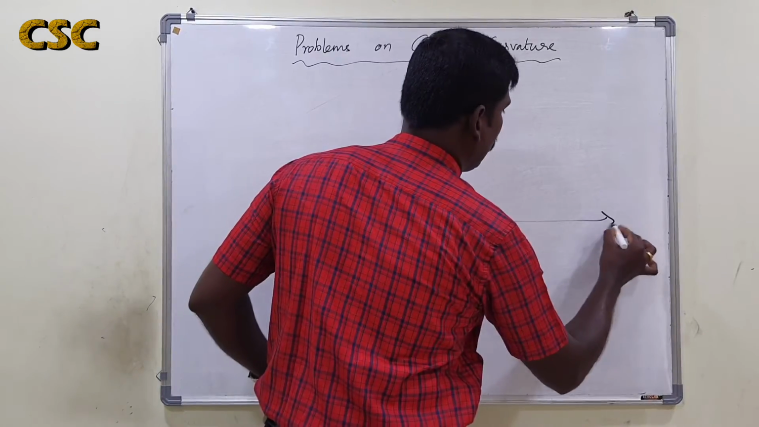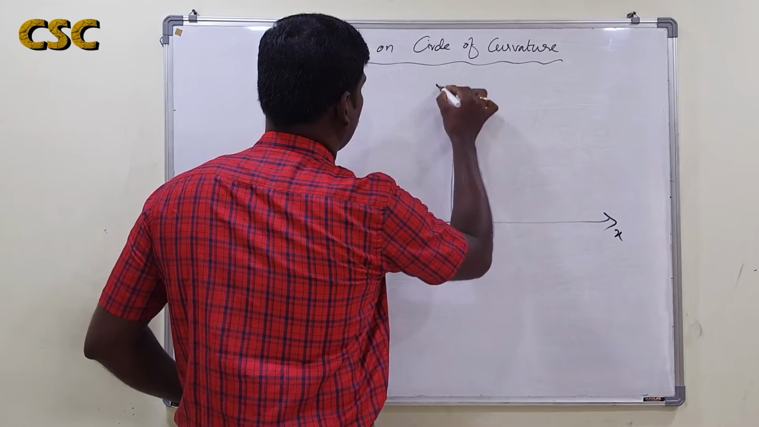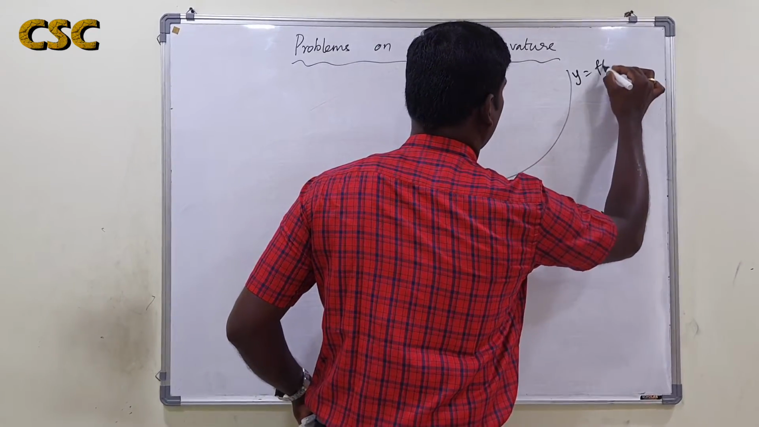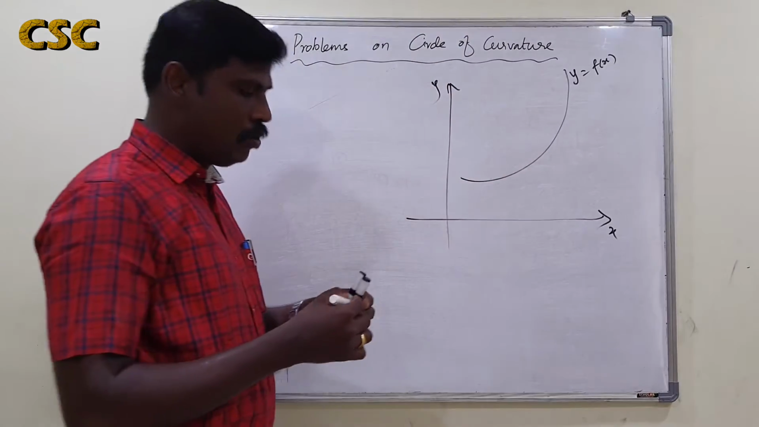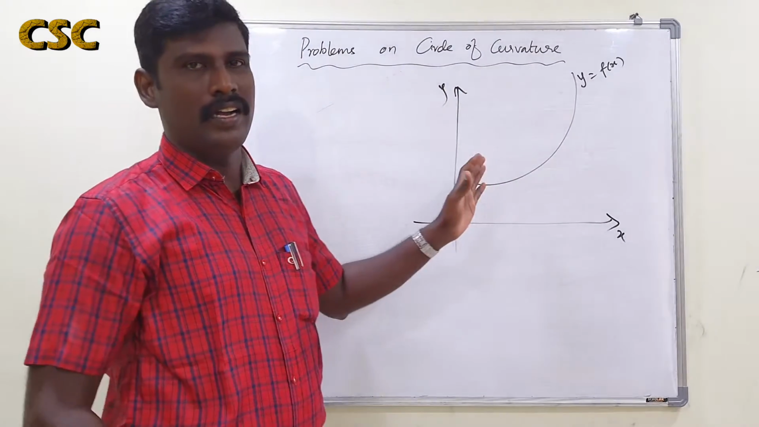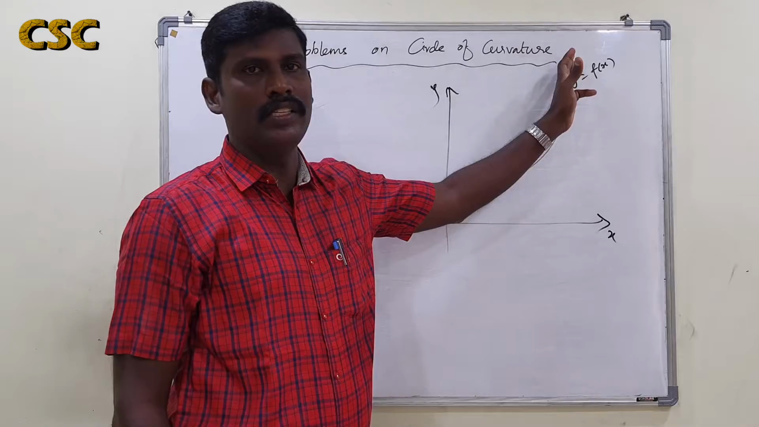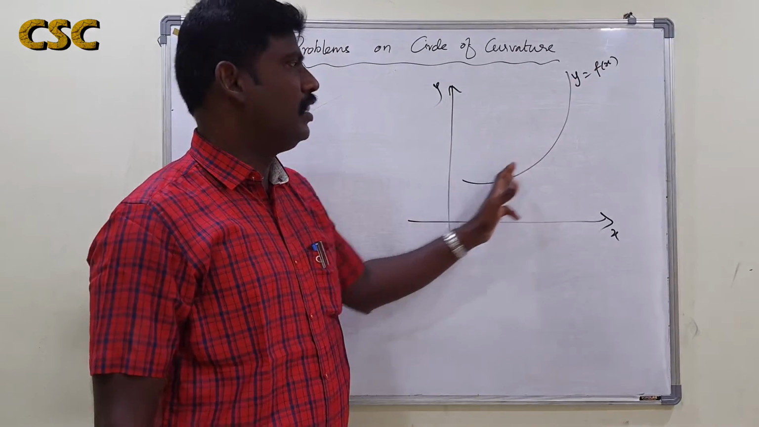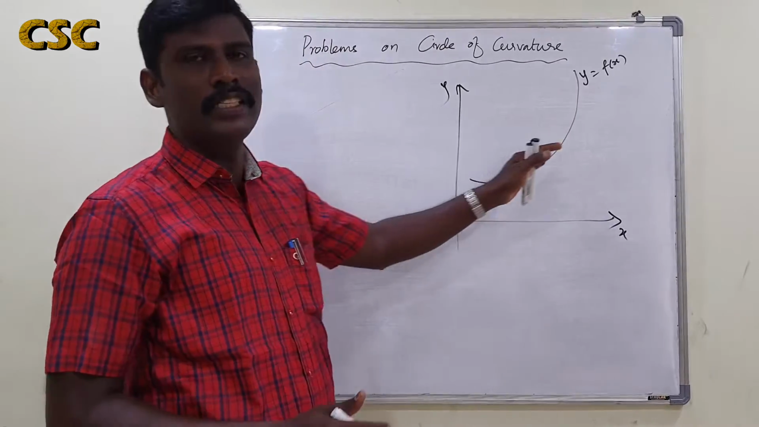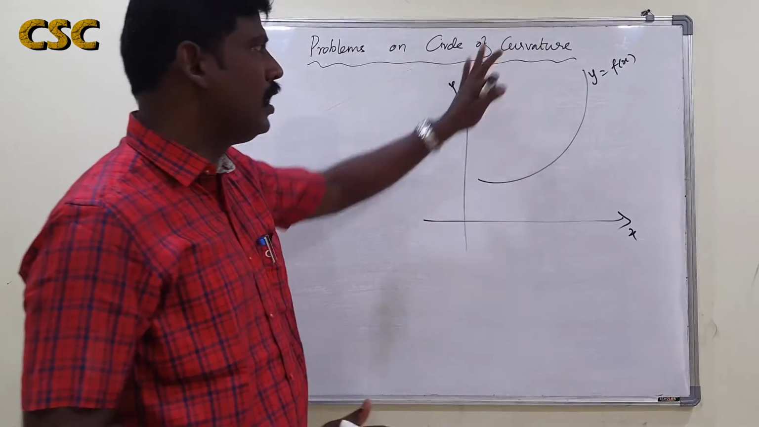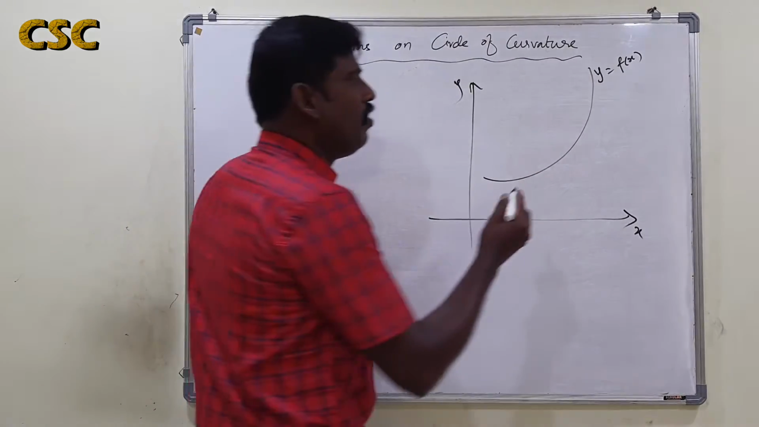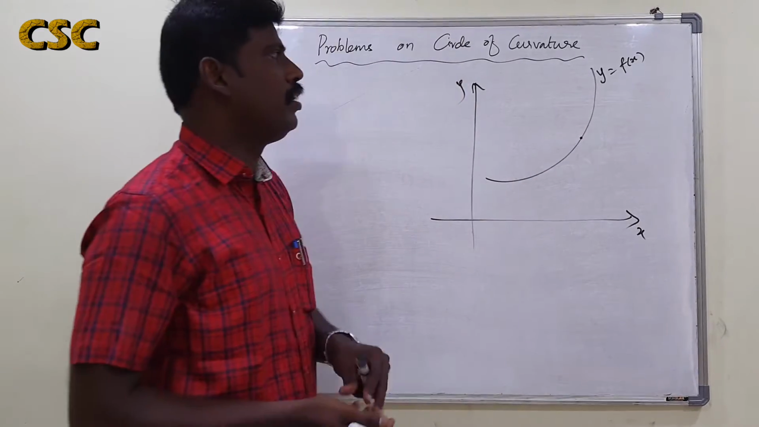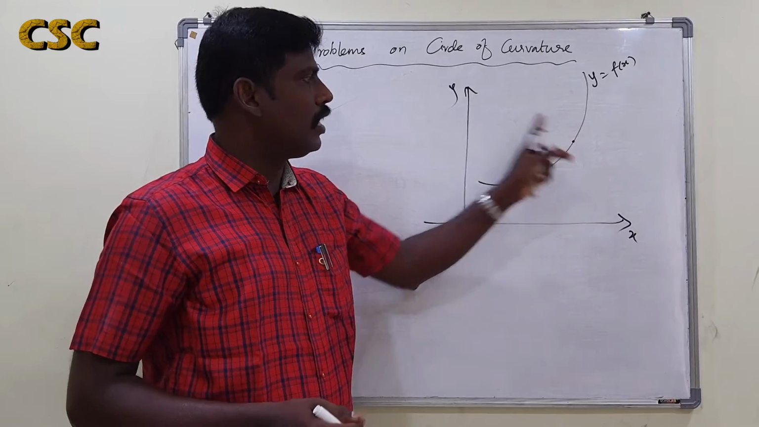Consider a graph and let us consider a function y equal to f of x. Let us take this curve y equal to f of x. Consider this curve is continuous and differentiable at each and every point on the curve. I want to find out the circle of curvature at this point.